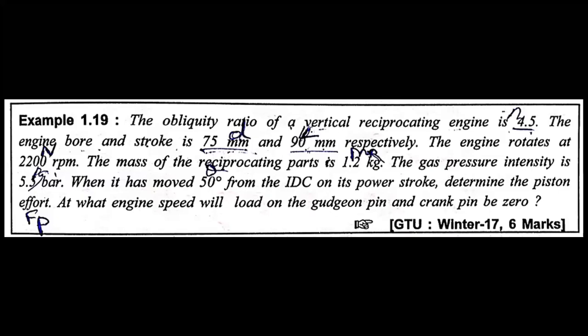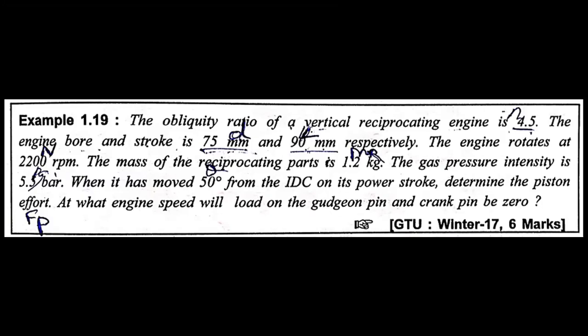This question came in GTU Winter 17. The obliquity ratio of the vertical reciprocating engine is 4.5. That means it gives the value of n. The engine bore and stroke are 75 mm, that means 0.075 meter, which denotes the diameter, and 90 mm is the stroke length, which is denoted by capital L.